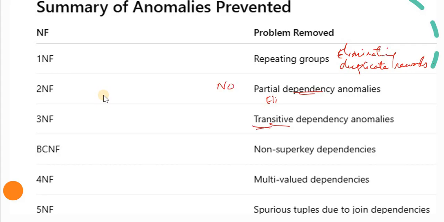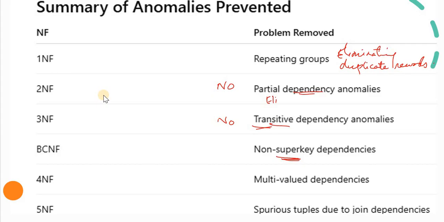So here there should not be any partial dependency, here no transitive dependency. And in BCNF, for every functional dependency X determines Y, X should be a super key, right? So this non-super key dependency is removed. In fourth normal form, multi-value dependency is removed. And in fifth normal form, spurious tables due to join dependency, join dependency was eliminated.